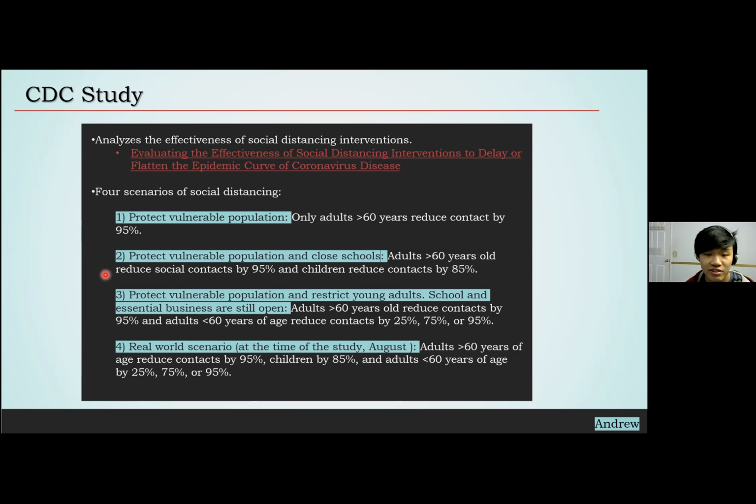The second scenario is that we'll protect the elderly and close schools. So in this case, the elderly and children will reduce their contacts. The third case is restricting the elderly and young adults, but will keep schools and essential businesses still open. So in this case, the elderly and young adults will reduce their contacts, but children won't. And the last scenario is more akin to our real world scenario at the time of the study, which is about August, where everybody will social distance. So this is with schools closed and non-essential businesses closed.